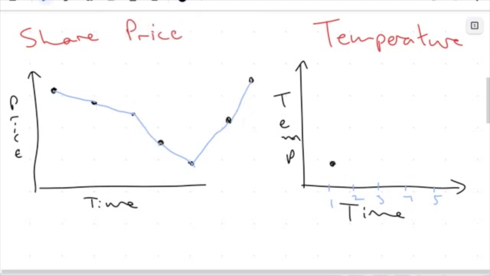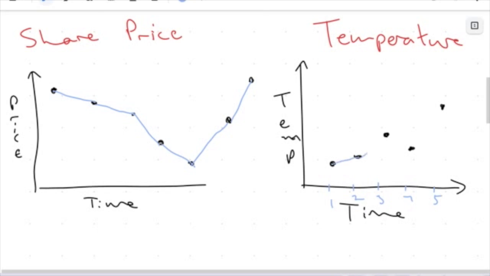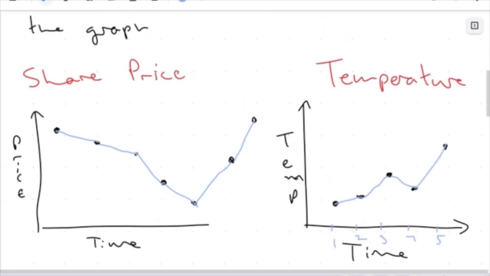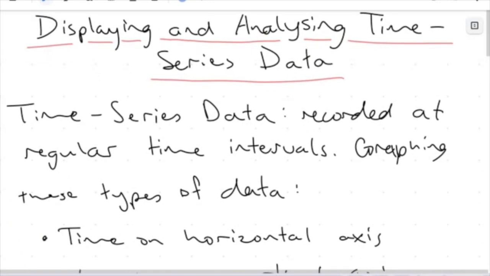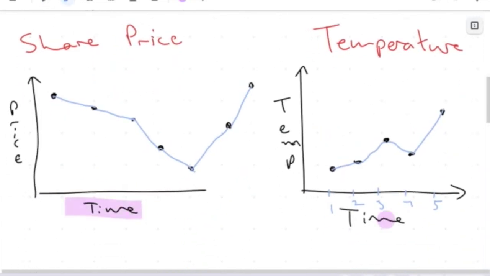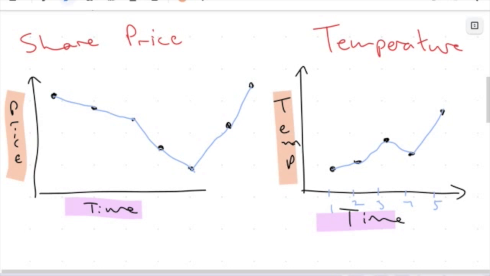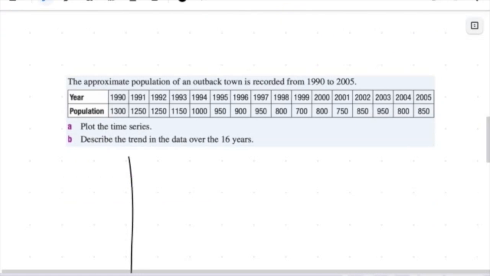So let's say it started really low and we kind of had an increase in temperature, then we went back down and then increased again here. What we're going to do is once again just connect each of these points, and we have what we call a bit of time series data. So it's occurring at regular time intervals, and we have some kind of variable on the vertical axis, something that changes with time. So now that we understand what these look like, let's just go straight into the question for this video.